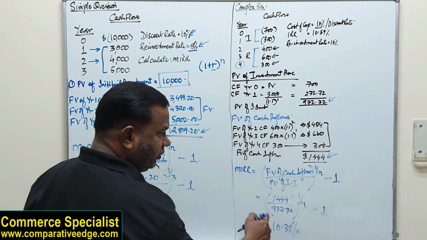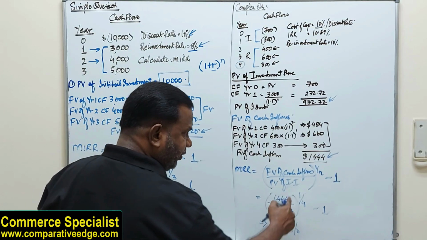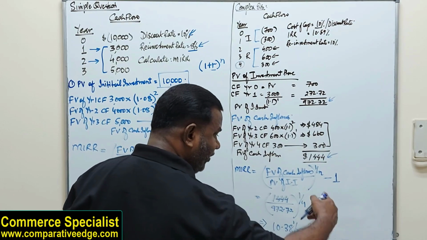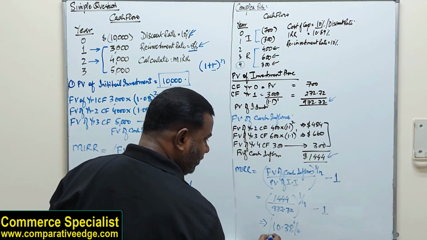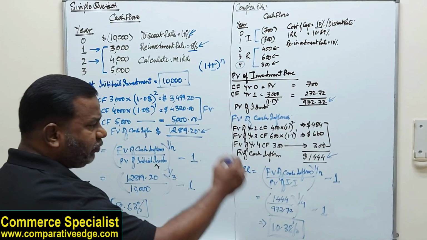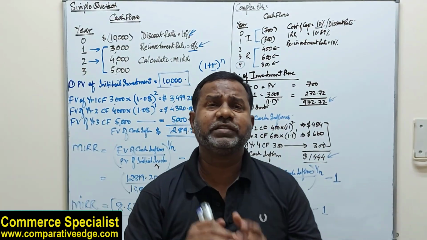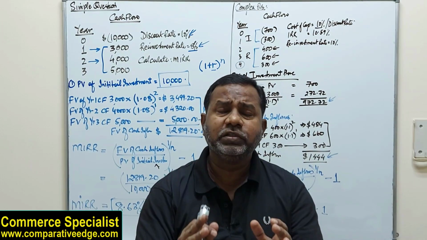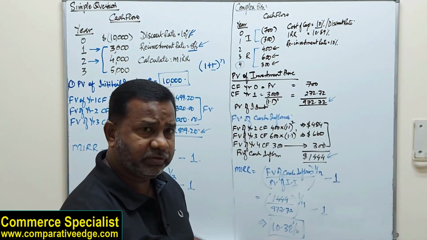will finally give you 10.38%. Obviously, when you divide this, multiply to the power 1 divided by 4, when you minus 1, in the end, final answer you multiply by 100. So you get in percentage, 10.38%.